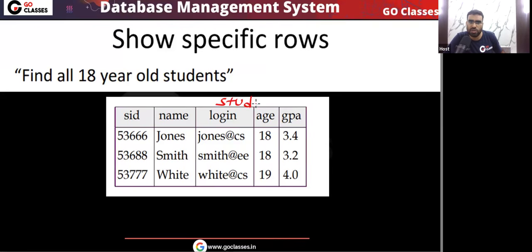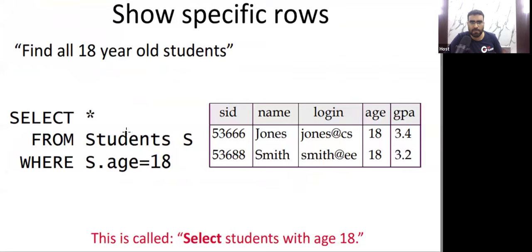So this is the students table. From this students table, we want where age equal to 18. Yes or no? And we want all the attributes. So it will be select star from students where age equal to 18. Yes or no? So this will be the answer. So you can see from students where age equal to 18, select star.